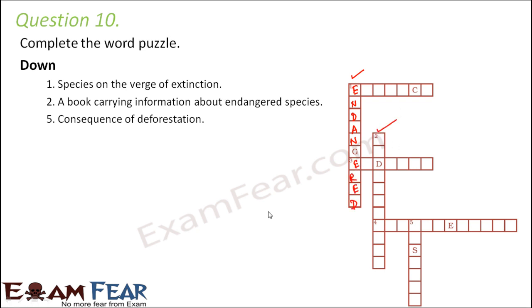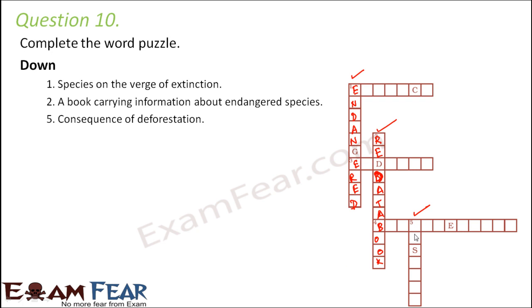2. A book carrying information about endangered species. Just now we spoke about it, the red book. This is your Red Data Book. So why do we have this book? So that we know which are the endangered animals and we can take special care of them so that we can conserve them.